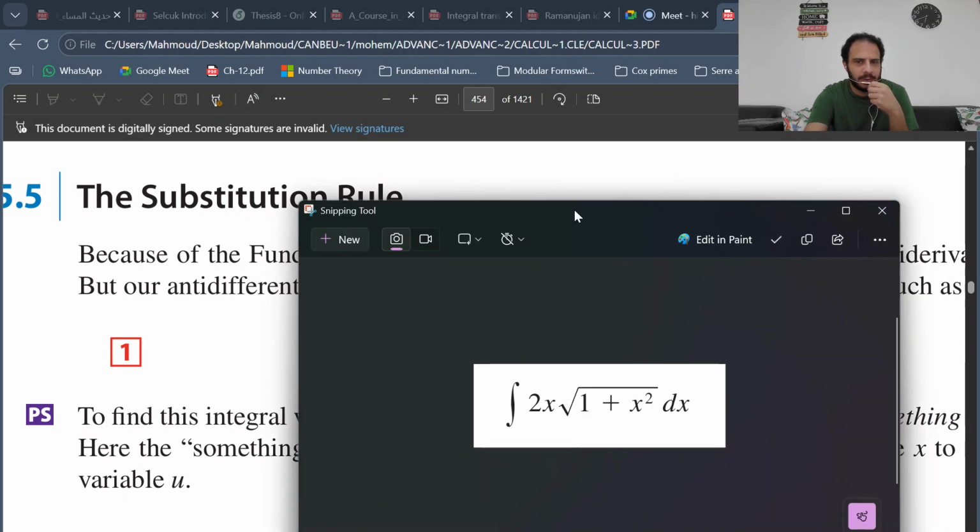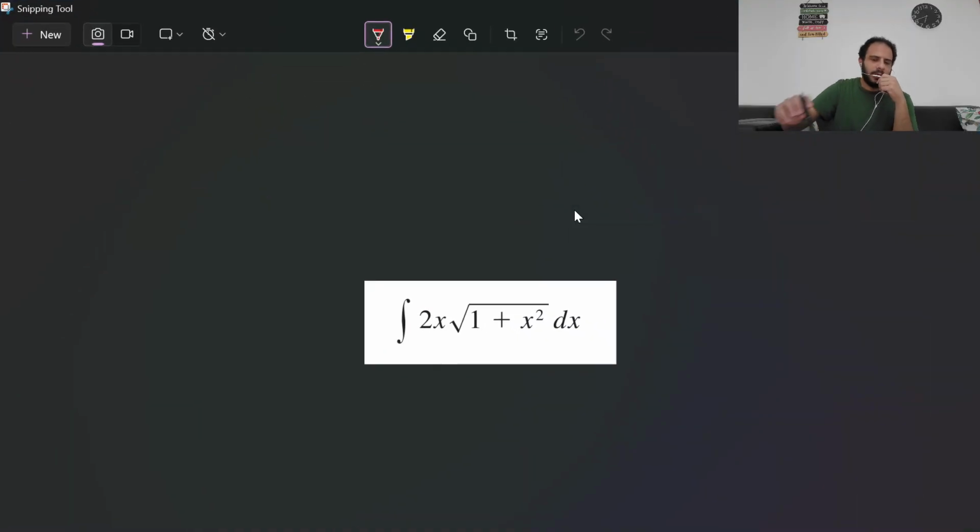What's the idea of substitution? The idea of substitution is like this. You have integral of f of g of x, see how it's similar to the chain rule, times g prime of x dx. So what can you do? You can make substitution. For example, m equals g of x. Then dm equals g prime of x dx.